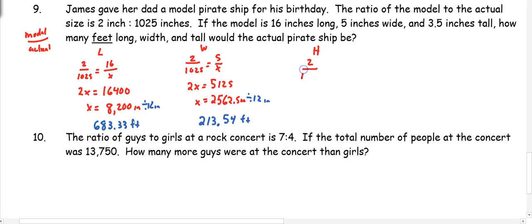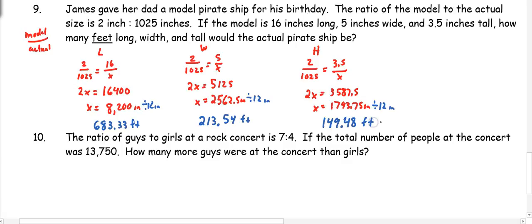So we're going to do 2 over 125 equals 3.5 over x. So when we cross multiply, we get 2x equals 437.5. When we divide by 2, we get 218.75 inches. And again, we're going to convert that to feet. So we're going to divide by 12 inches. And we get 18.23 feet.